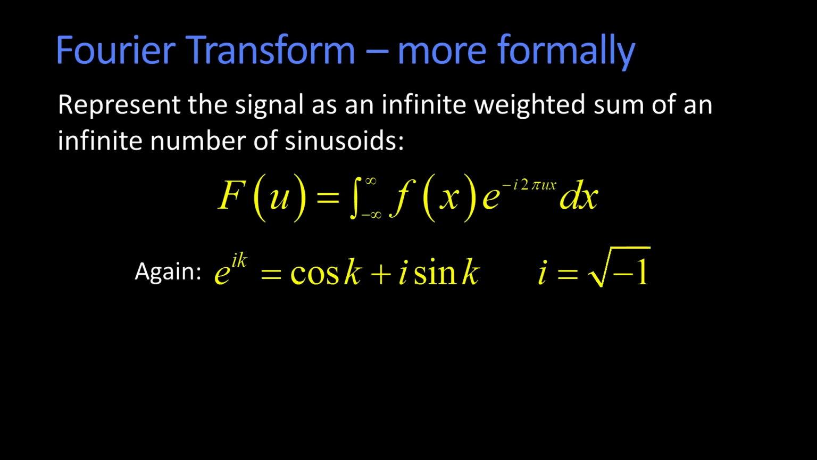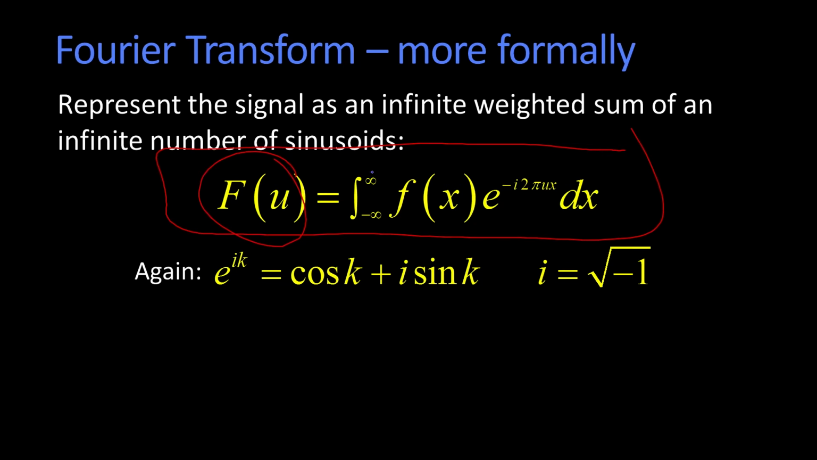Doing this a little bit more formally. So we're going to represent our signal as an infinite weighted sum of an infinite number of sinusoids. So the Fourier transform, here it is in its beautiful glory in one dimension, okay? F of u is the Fourier transform. We just take the infinite integral of the original function times e to the minus i 2 pi ux.